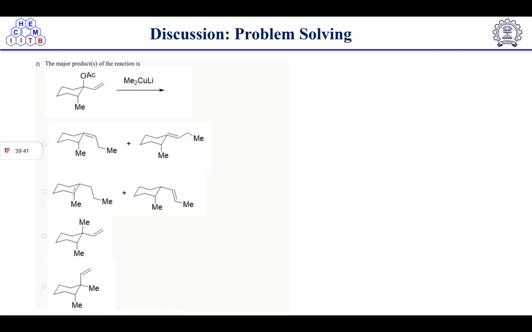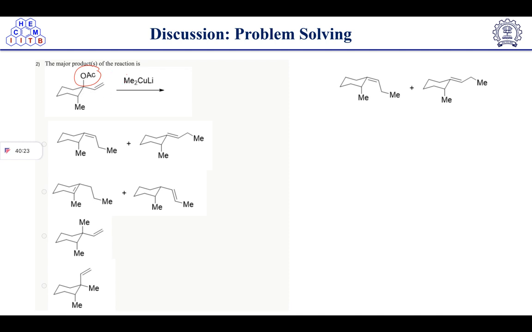No change in stereochemistry. The next question is the major product of the reaction. So again, cuprate is given. What you have to do? Now in this case, the O-acetate group is a leaving group, right? In the previous case, the bromide was a leaving group. So methyl cuprate will attack here. So here two possibilities are there. Either it will attack from below the plane, so this group will become on the top side, right?